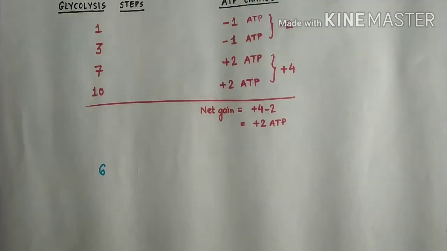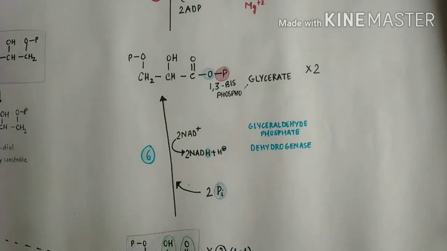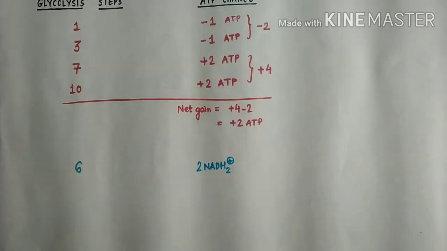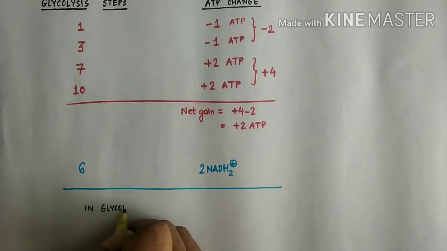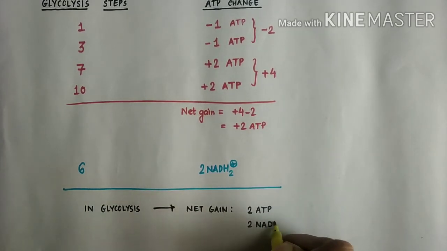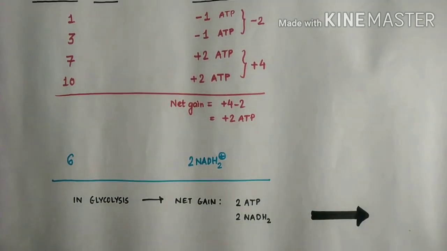The second energy compound, NADH2+, if you remember, is produced in the oxidation step where it takes up hydrogen. This was the 6th step. So in the 6th step, 2 moles of NADH2 are produced. Thus, the net gain in glycolysis is 2 moles of ATP and 2 moles of NADH2+. You should note a few things. Not all organisms breathe in oxygen and break down substances using it to release energy. Many organisms, in fact, do the same without oxygen.